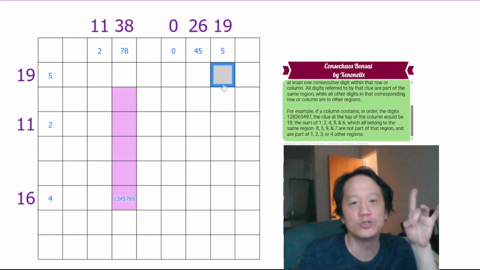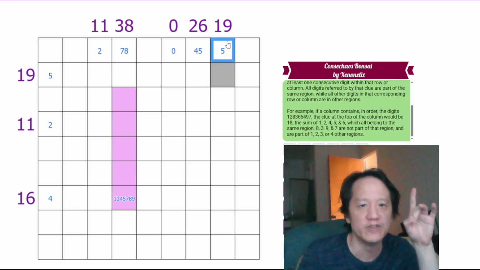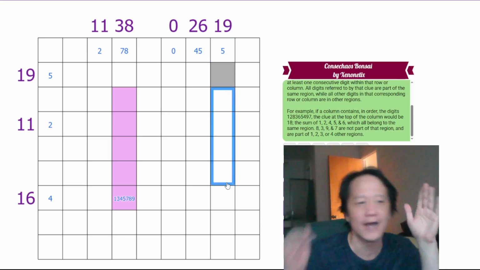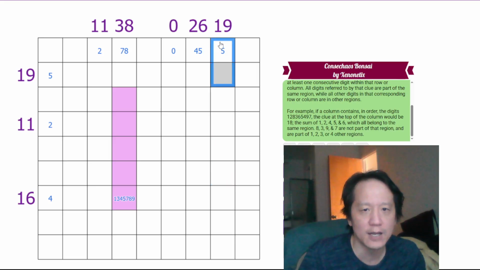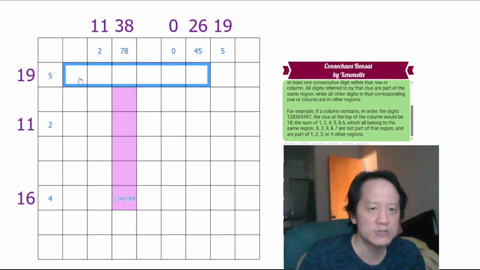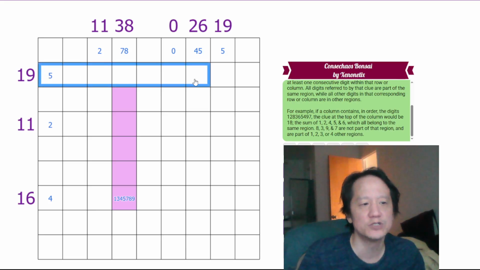But if this is 1, 2, 3, 6, 7, that eliminates one of the digits from 1, 2, 3, and 6, 7, adding up to the 19 region, which is not allowed. Therefore, this cannot be part of the same region for these two cells, and these two cells cannot be part of that region either. Therefore, you're guaranteed 5 cells in these 7 cells, which have to be in that region.